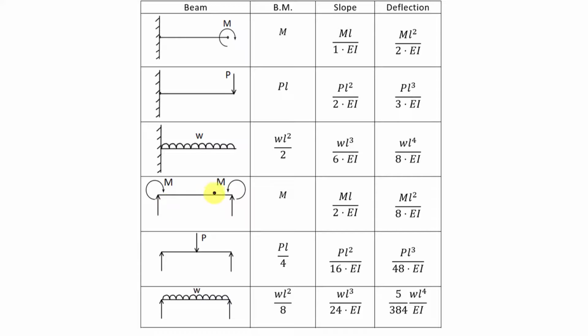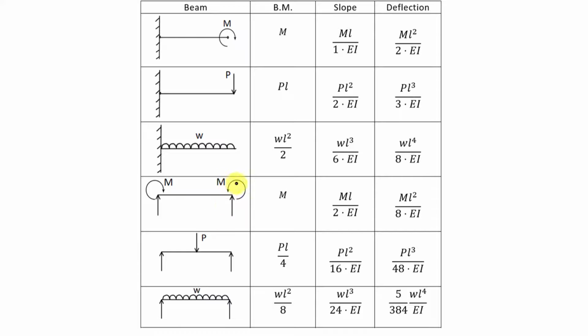Now here, we apply concentrated moment at the ends. Here we apply point load at the midpoint of this beam. And here we apply uniform distributed load over this beam. So actually it is easy to remember, right? First we apply moment, then we apply point load and then we apply uniform distributed load. And here it is same, right?